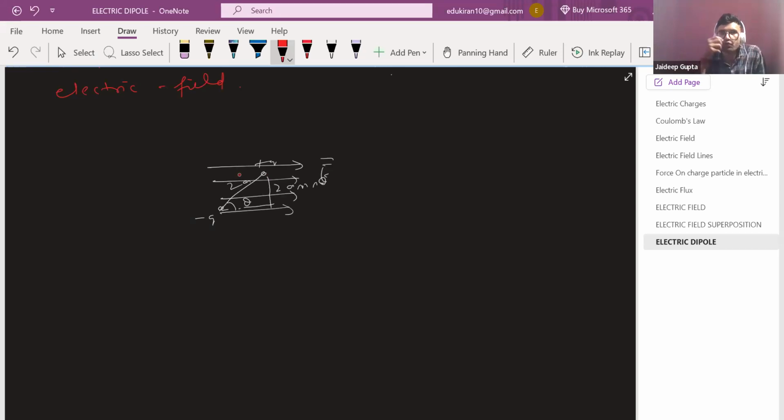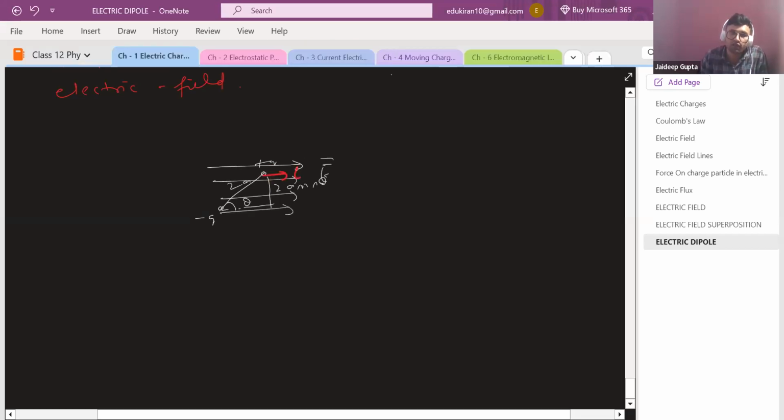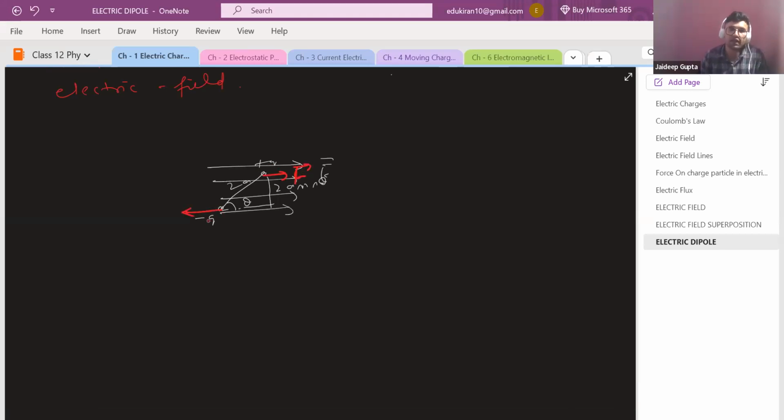Okay, Iram, just let me know one thing. If I place a positive charge in an electric field, what is the direction of the force on it? Towards right or left? I'm talking about this dipole. Just remember, if I place a positive charge in an electric field, the direction will be along the electric field. And if I place a negative charge in an electric field, then the direction will be left.